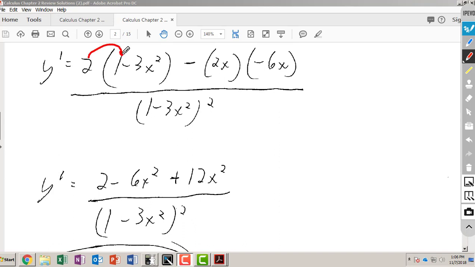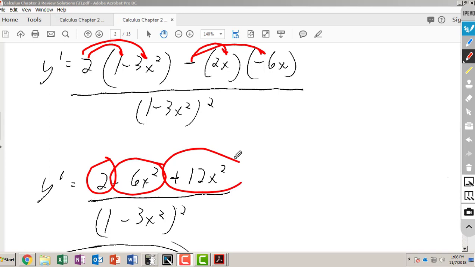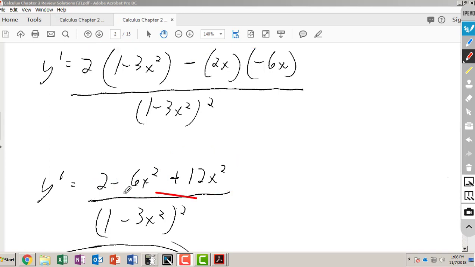the 2 on through. So this leaves me with a 2. I'm going to distribute the 2 to the negative 3x squared. That gives me negative 6x squared. And a negative 2x times negative 6x is going to give me a positive 12x squared. And that is still all over my denominator squared.